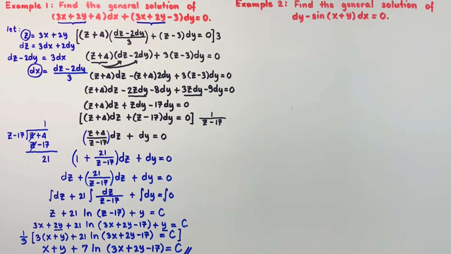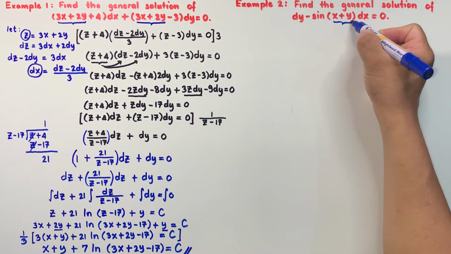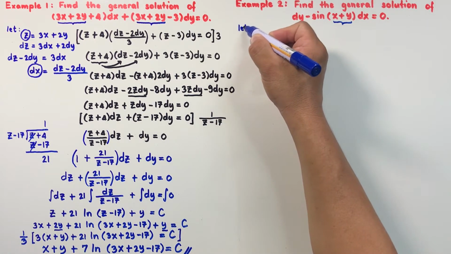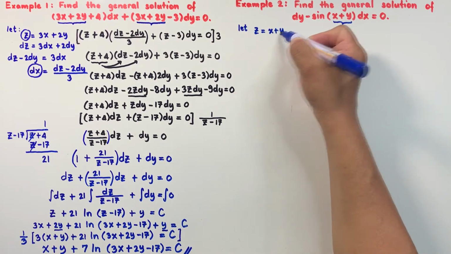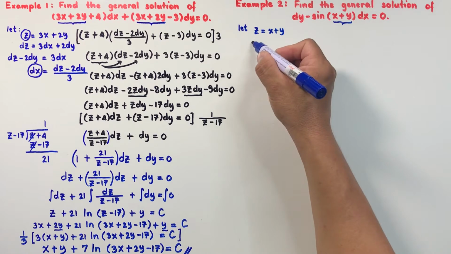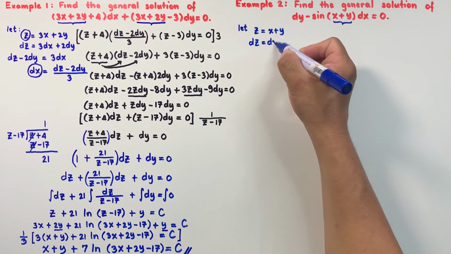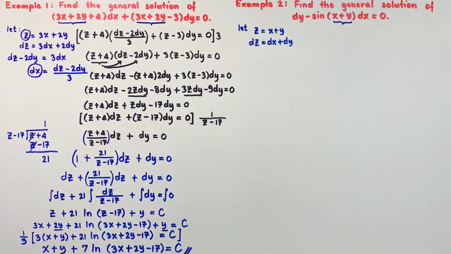Now, looking at our differential equation, we notice that there are no parts in it that are repeating. But we notice that this x plus y can be simplified by representing that one by a single variable, say z. So let z be equal to x plus y, and finding the derivative of this equation implicitly, so this is dx plus dy, the value of our dz.